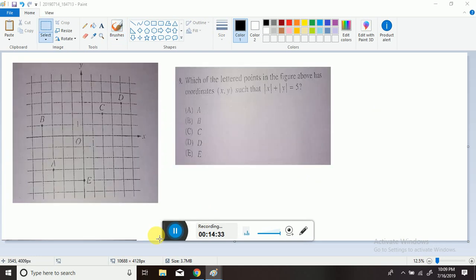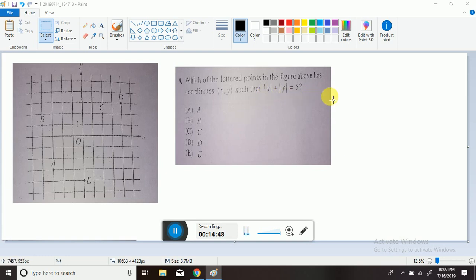Okay, this is the problem again like before. Here also we need to know how to read the graph, how to find the coordinates on the graph. Which of the lettered points in the figure above has coordinates (x, y) such that modulus of x plus modulus of y equals 5?